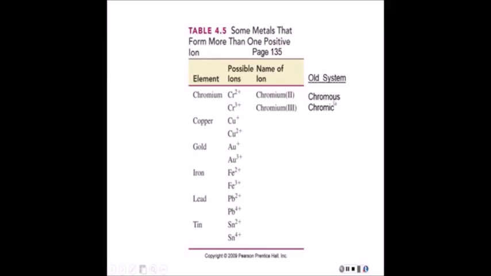Now the old system uses the suffix OUS and IC to indicate which is the higher or the lower charge. IC always means the higher.